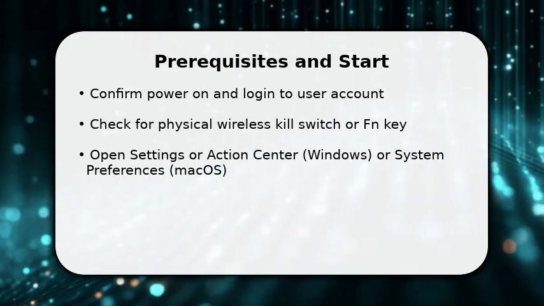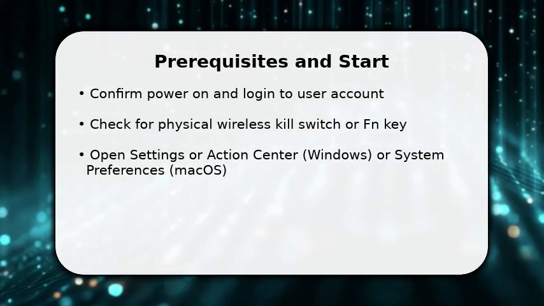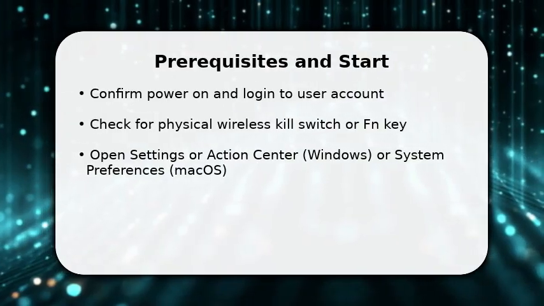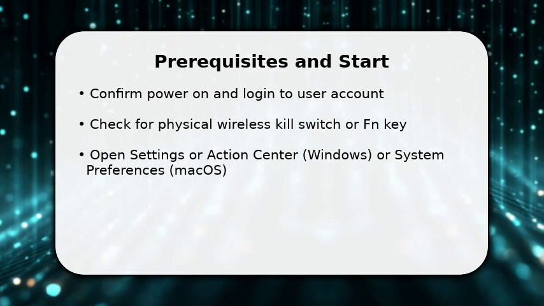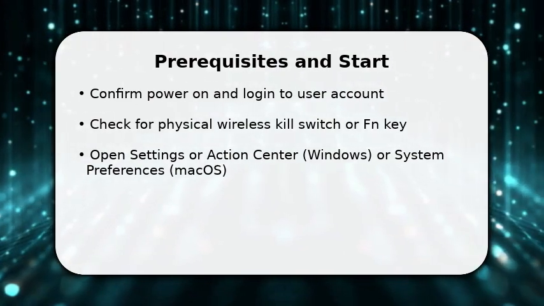Make sure Bluetooth or Wi-Fi hardware appears enabled in Device Manager or Network pane. If hardware is disabled, re-enable it before changing airplane mode. This prevents software toggles from being ignored and gets you into the right control panel quickly.